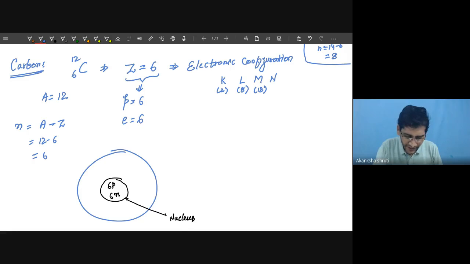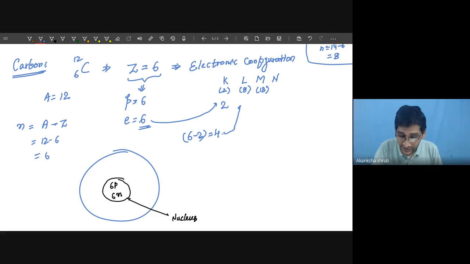But for this carbon, we have 6 electrons. For filling these 6 electrons, first 2 electrons will go in the K shell. How much is left? 6 minus 2 equals 4 is left. The next 4 will go in the L shell, because the L shell has a maximum capacity of 8. So the electronic configuration is 2 and 4.